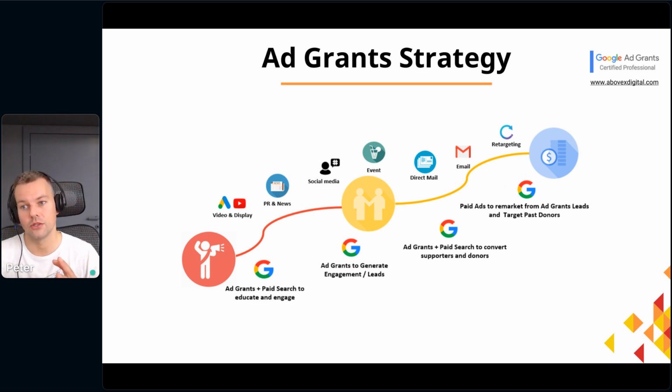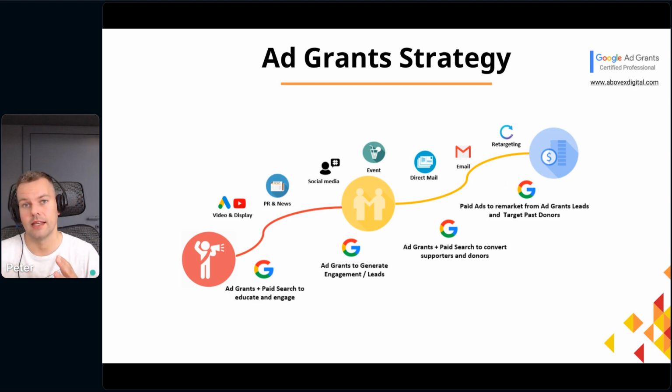Then the second stage, the yellow stage in the middle, that's the stage where you create a relationship. Again, we can still use ad grants with more specific keywords, but it's also optimal to use other channels like social media, perhaps events, in-person events if you organize something like that. If you have a database of people who supported you in the past, you can reach out to them via direct mail even, or email, etc.